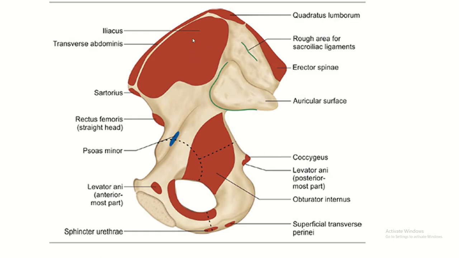This is the iliac fossa: iliacus muscle, transversus abdominis, quadratus lumborum, and erector spinae. The psoas minor is inserted here. The levator ani has one attachment site on the pelvic surface of the body of the pubis, and another attachment site at the ischial spine. Coccygeus, obturator internus, the sphincter urethrae, and superficial transverse perineal muscles.